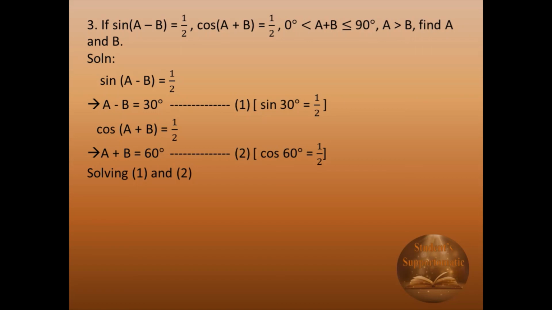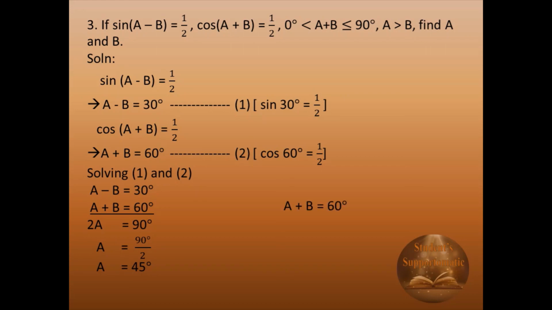Now solving 1 and 2. 1 is A minus B is equal to 30 degree and 2 is A plus B is equal to 60 degree. Solving this, plus B and minus B get cancelled. So 2A is equal to 90 degree. Then A is equal to 90 degree by 2, so A is equal to 45 degree. We get the value of A as 45 degree.